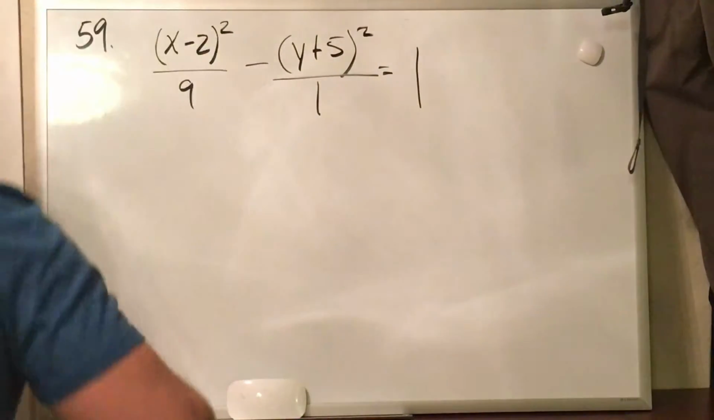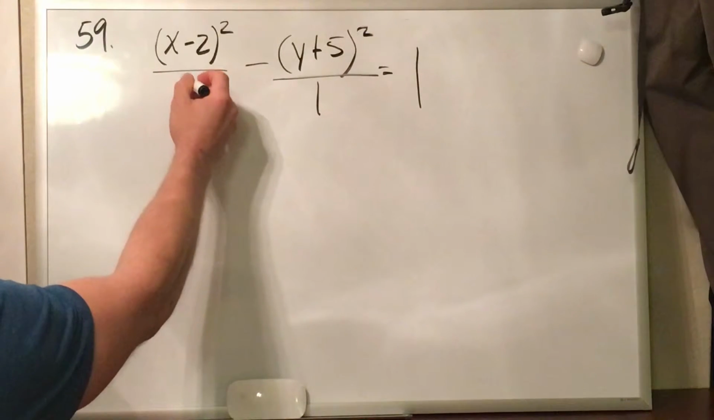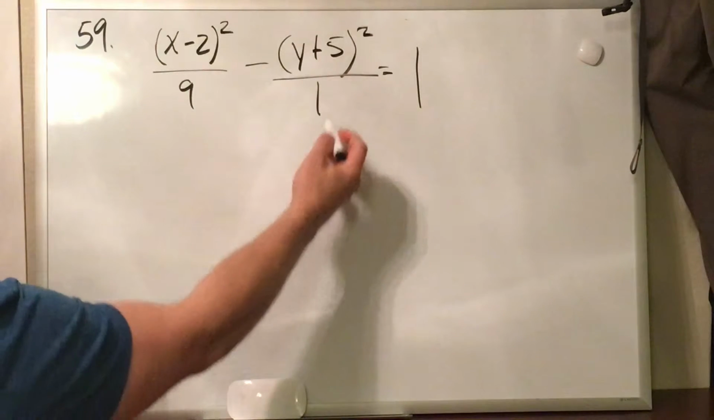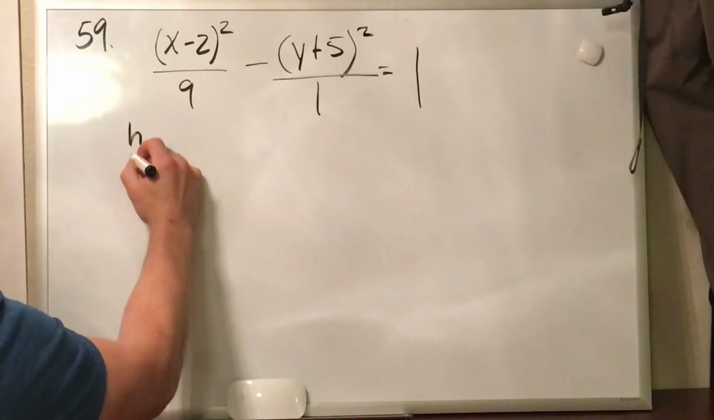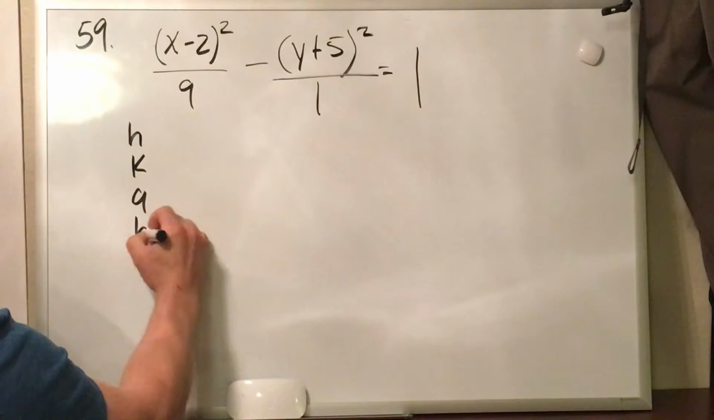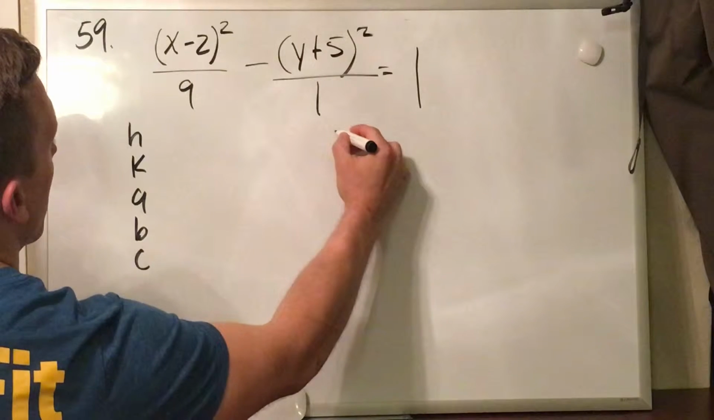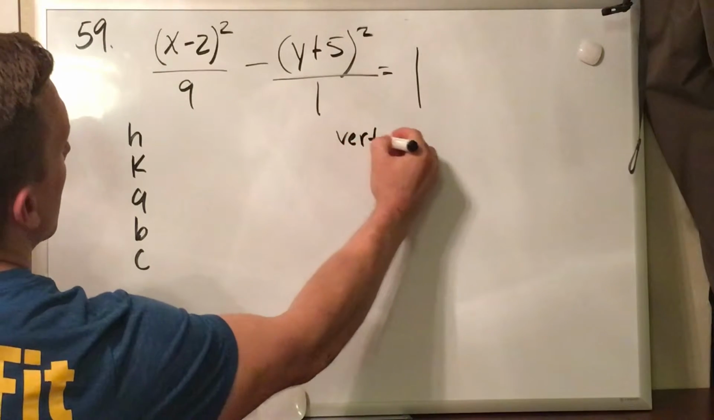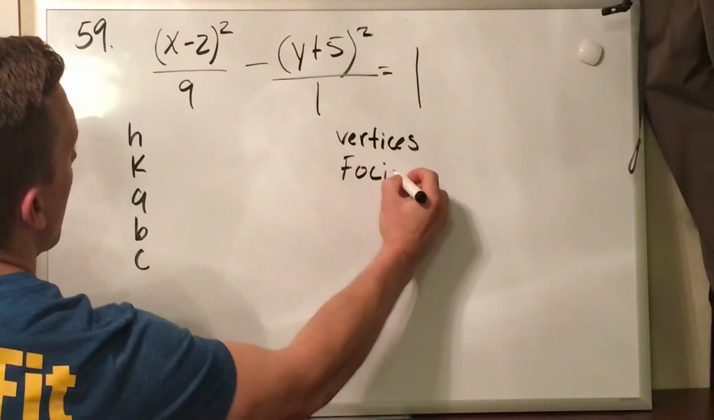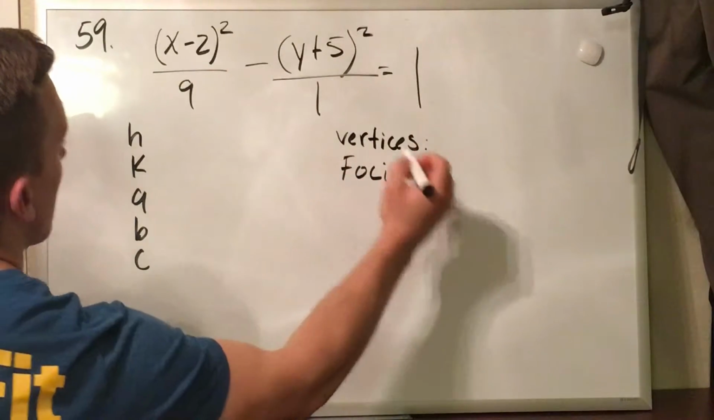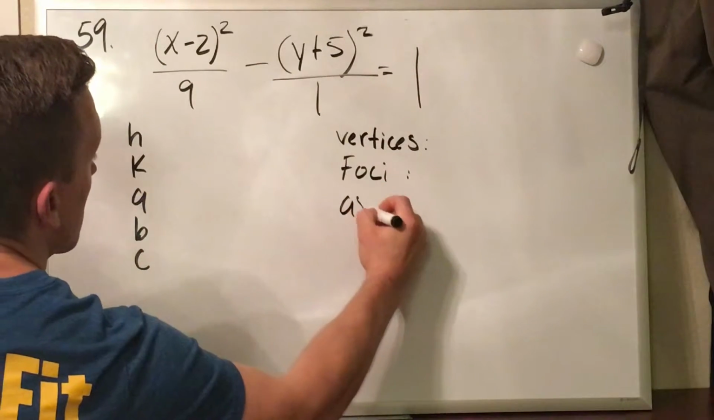So the first thing we're going to do, we know that this is also our a value here and our b value here. So we'll find those values and make our list. We're going to need those to figure out our vertices, our foci, as well as our asymptotes.